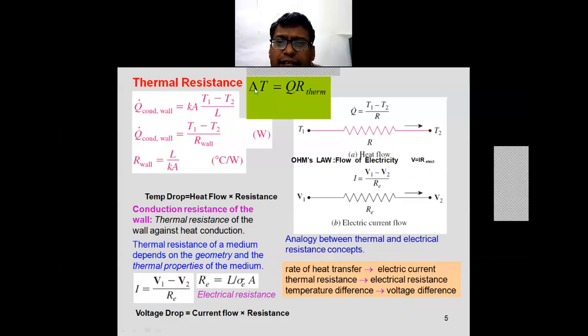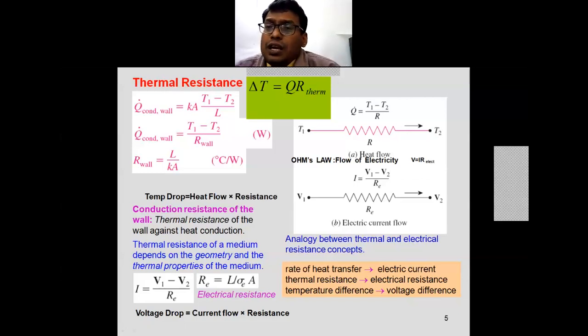So we can write delta T equal to Q into R, the thermal resistance, or R wall, the wall resistance. In general terms, R is the thermal resistance. So the temperature drop, or temperature difference, is equal to the heat flow rate into the thermal resistance. This is the general term. Now if you look at this figure, the temperatures T1 and T2 are mentioned, and the heat flow Q is equal to T1 minus T2 upon R. R is nothing but the resistance that is shown in this figure.